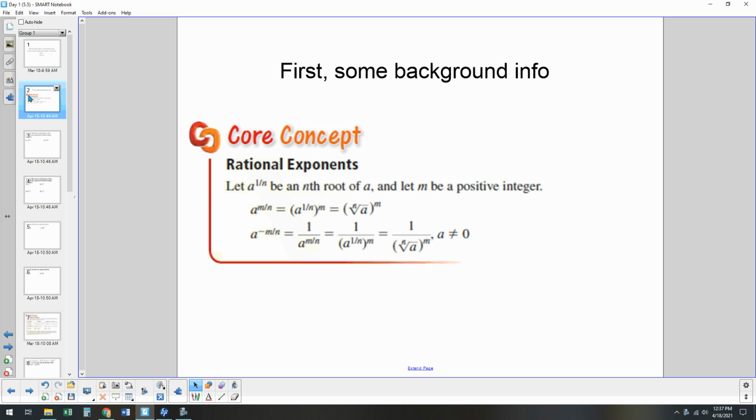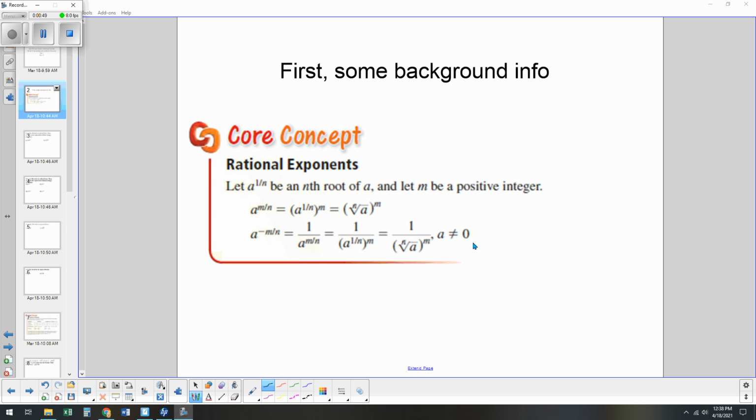So a little background info, because we're going to be using this today, but we haven't really talked about it yet. If we have a number written to a power that's a fraction, then we can actually turn that into a radical, because the fraction, the top number is the power, but the bottom number is the root. So here we have a to the m over n, so that really means it's a to the m power with the n root. I could rewrite that as 1 over n for the root. And negative moves to the bottom.